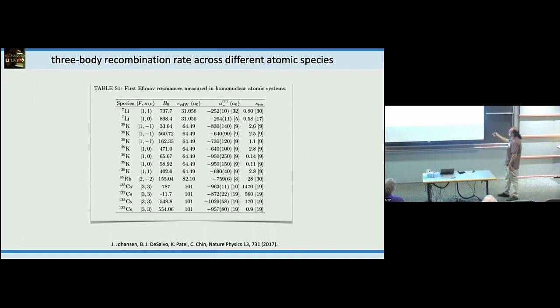So this is the list of different Feshbach resonances in different homonuclear systems, and a nice summary of all these positions of Feshbach resonances, Efimov resonances, which are related to the same experimental technique.